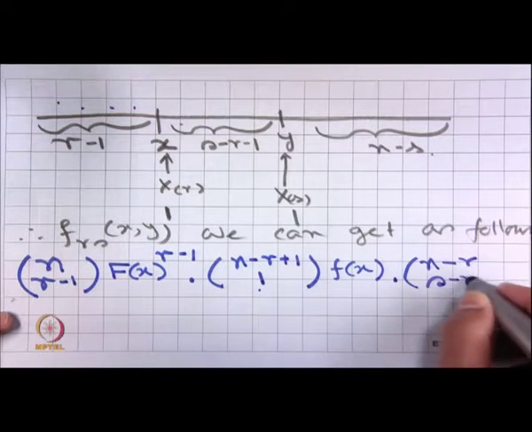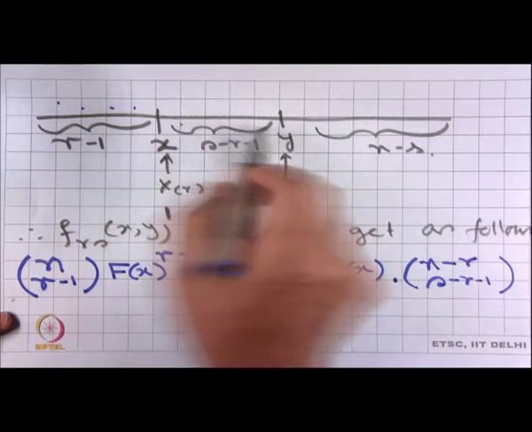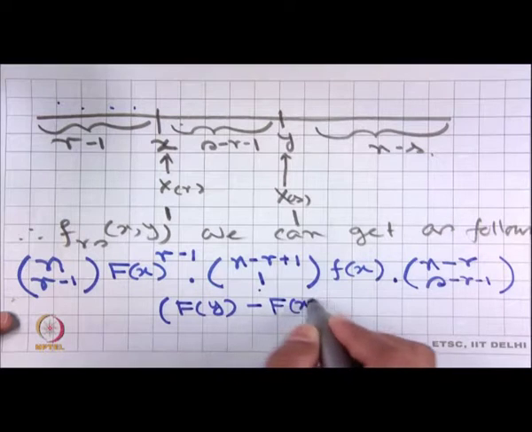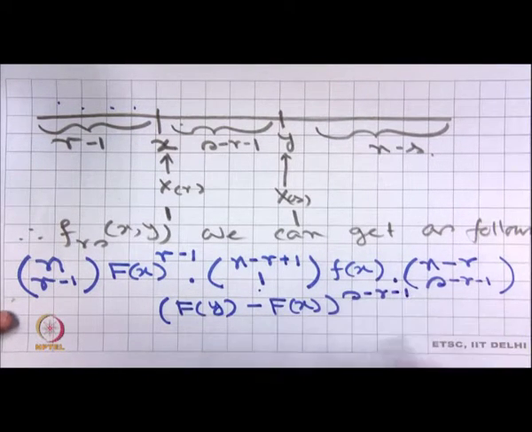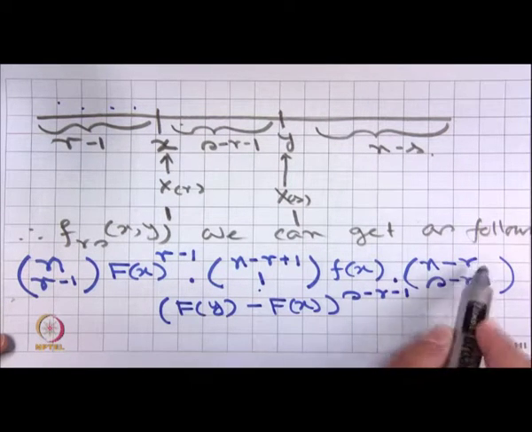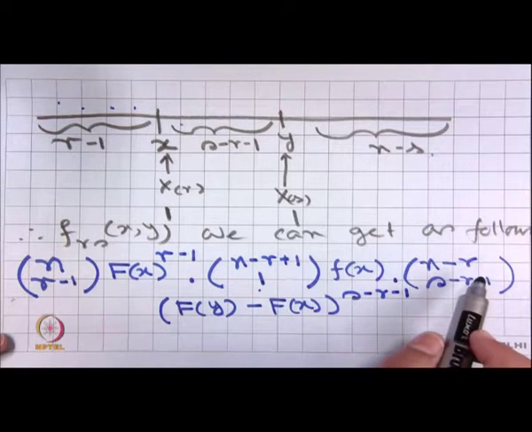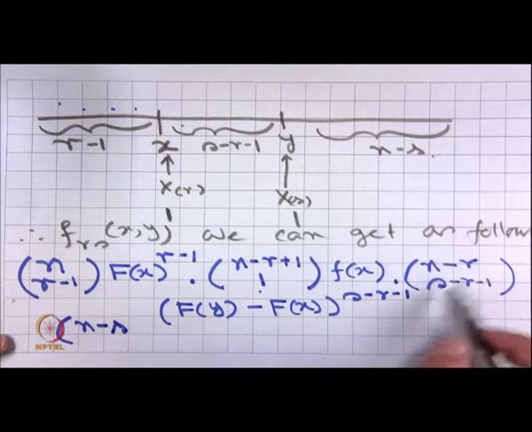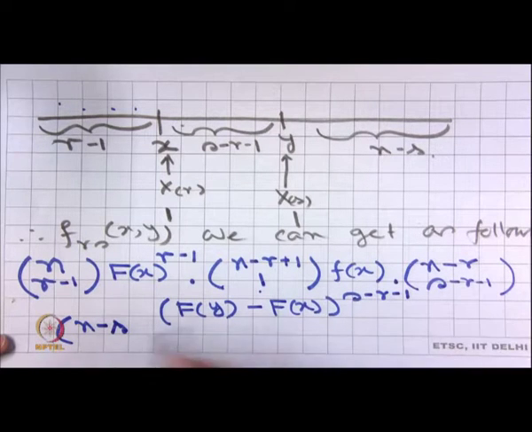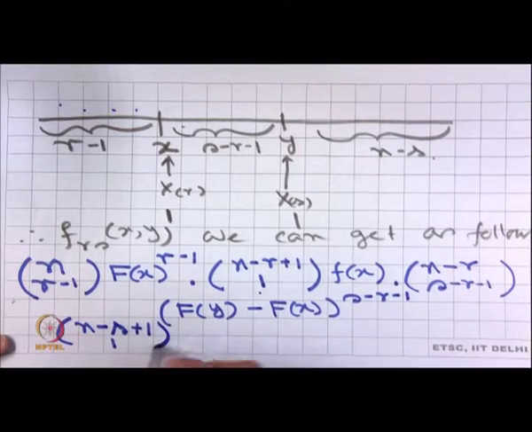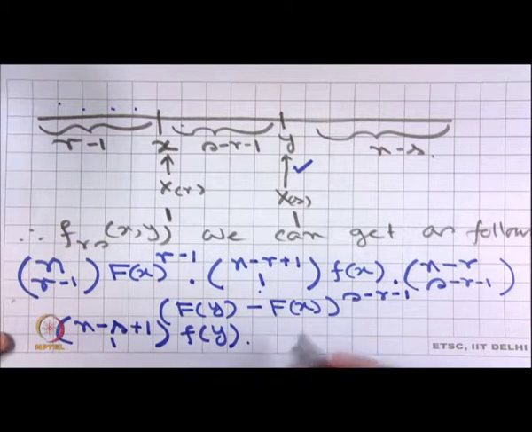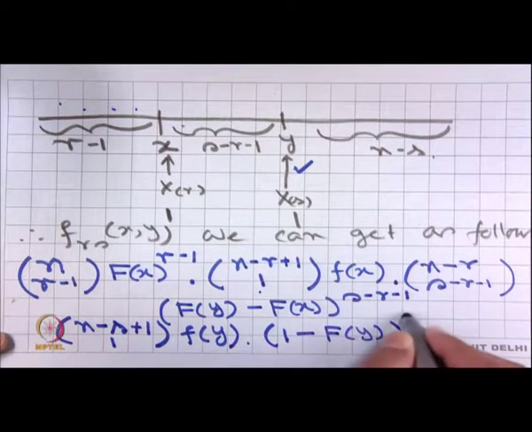Out of that, s minus r minus 1 are chosen to be within this interval, and that probability is going to be F y minus F x whole to the power s minus r minus 1. Now, how many are left? N minus r minus s plus r plus 1. N minus r minus s plus r, that cancels, leaving plus 1. From there I am choosing 1, and that I am putting in this position. So, that gives me f y. How many more are left? Only n minus s are left. All of them are assigned here. So, that gives me 1 minus F y whole to the power n minus s.